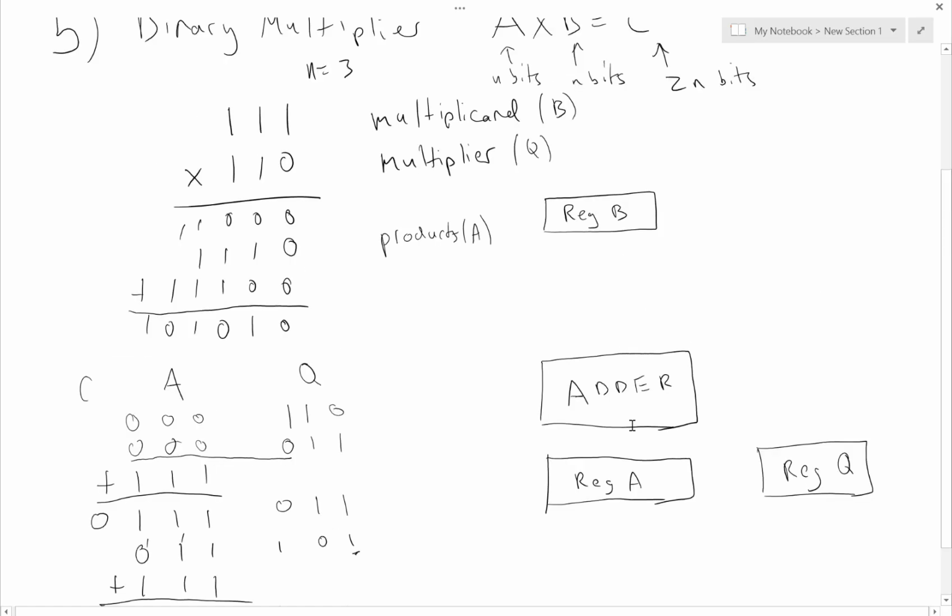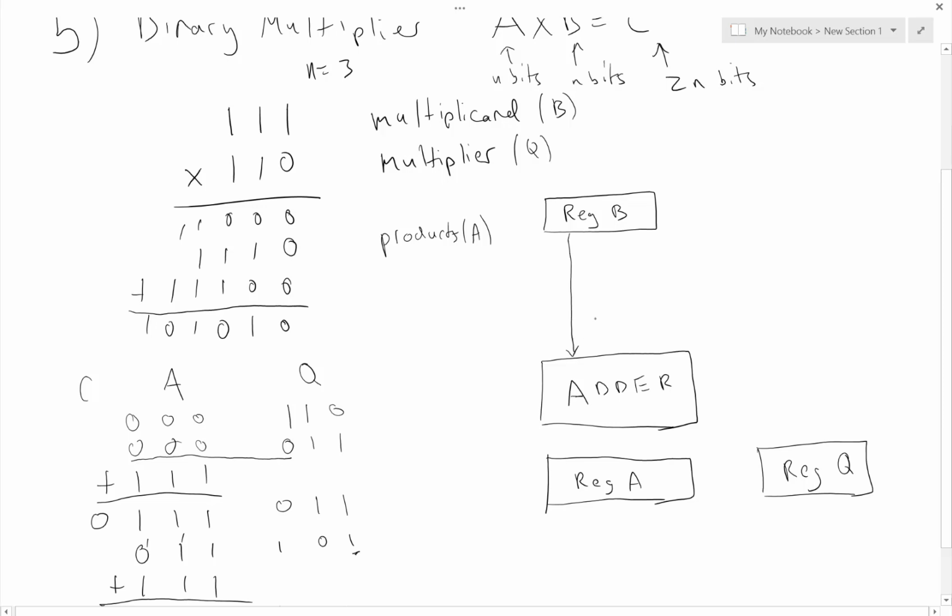Okay, so my hardware for this, I'm going to have the 3 registers, B holding the multiplicand, Q initially holding the multiplier, but at the end of my sequential circuit execution, it's going to hold the least significant bits of my product, and register A holding the most significant bits at the end of the product.